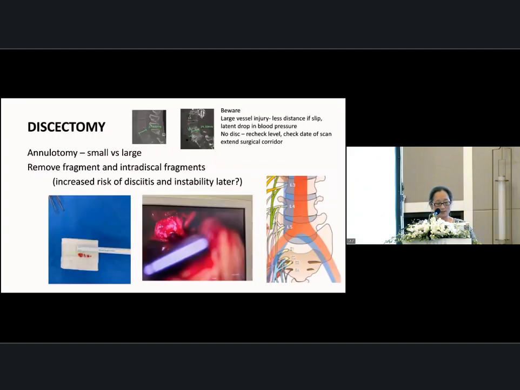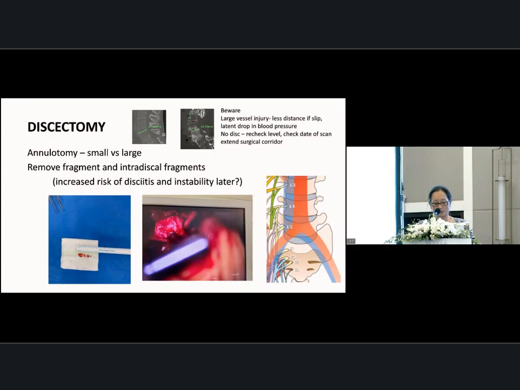So with the discectomy, I do a small cruciate annulotomy to try and prevent a large hole being left and therefore risk of recurrence. I remove the fragment and any intradiscal fragments. One of my bosses, when I was learning, used to scrape out the whole disc to prevent recurrence, but I think there's a fine line to deciding how much to remove and how much not to.